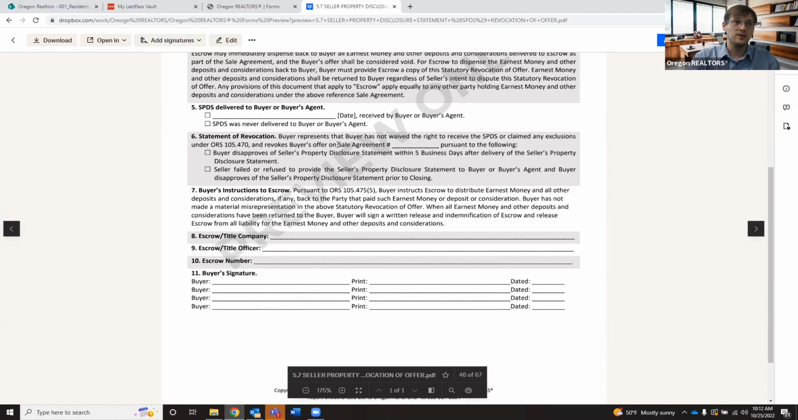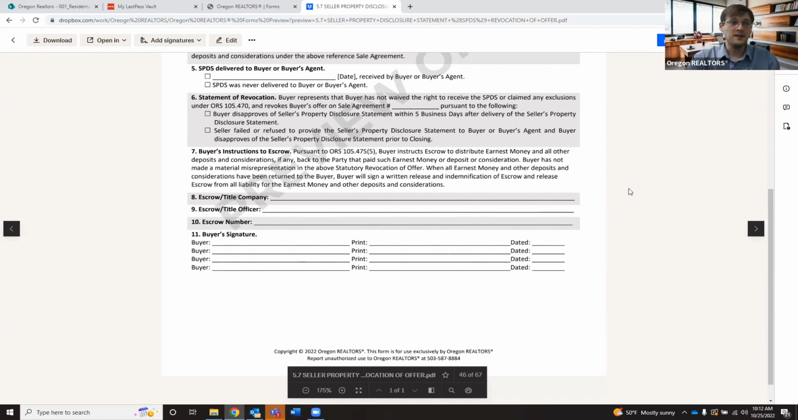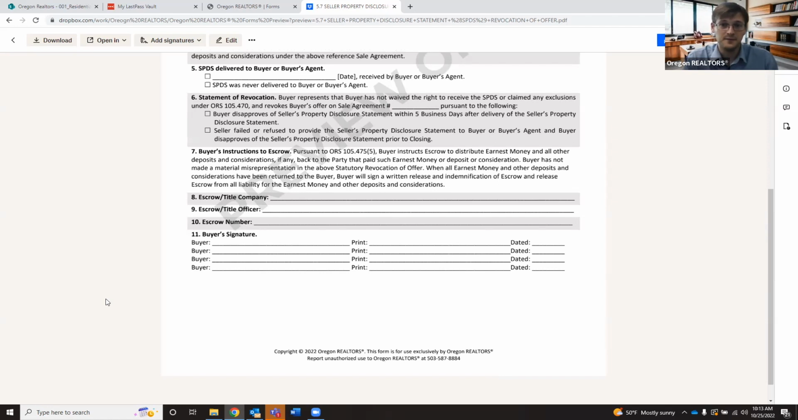You state the reason why you're revoking. Either you disapprove of the statutory disclosure statement within 5 days after it was delivered, or it was never released to you and you're still disapproving of whatever it is, or you're disapproving of the failure to provide it. And then instructions to escrow are what they are, and you give the escrow title company and the escrow number, and that should facilitate the disbursement of that earnest money after a revocation.